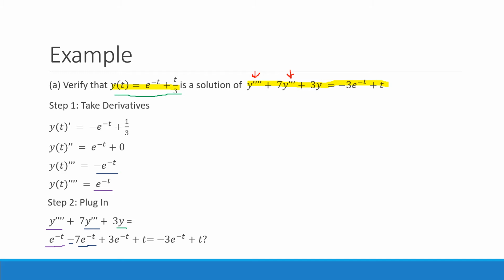Finally, we have our y. It shows up in this e to negative t and this t here. I did a little simplification. So if we distribute out 3 times y, we get 3 times e to negative t plus 3 times t over 3, which simplifies to simply t. And the question we're asking here is, if we evaluate this, do we end up with negative 3 e to negative t plus t? We're getting that here. So let's go on to verify to see if this solution works.